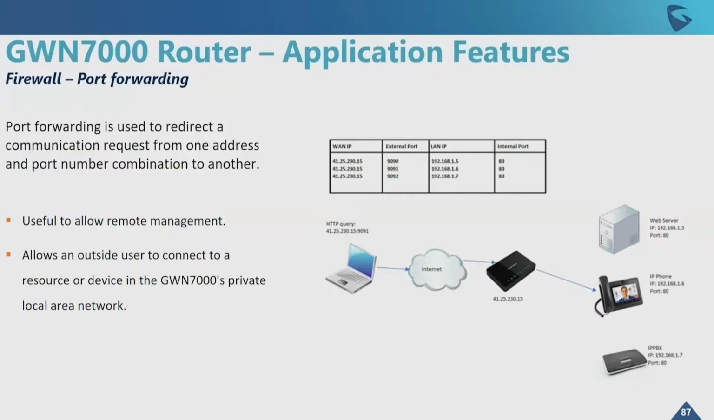We'll skip UPnP and we'll go over to bandwidth management. As mentioned earlier, on the access points, the GWN 7000 also has bandwidth management, and you'll be able to control bandwidth again via MAC address, IP address, or per SSID.